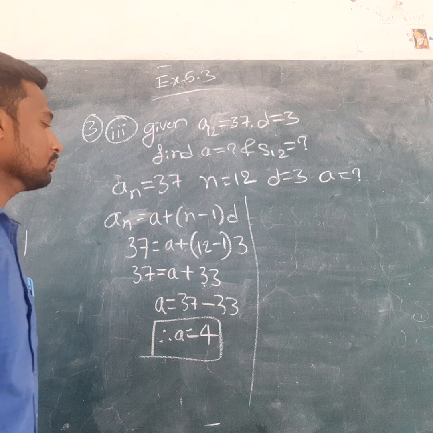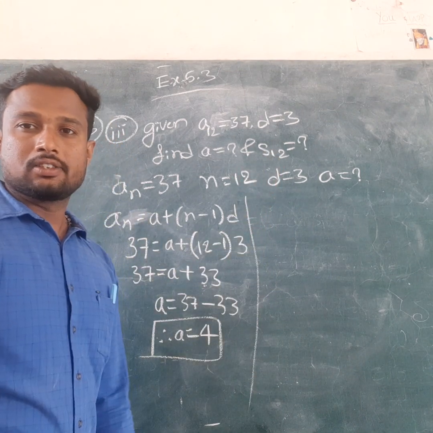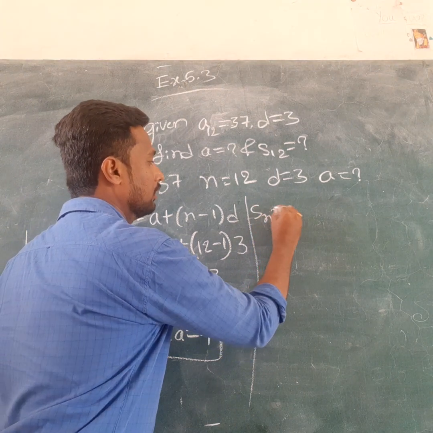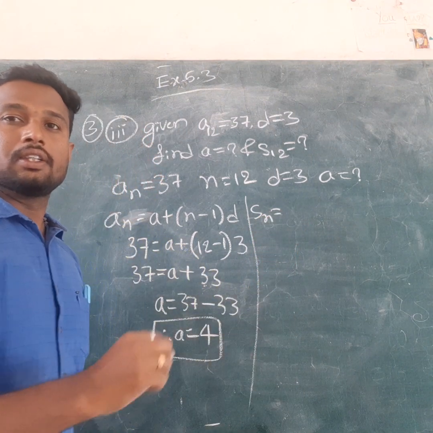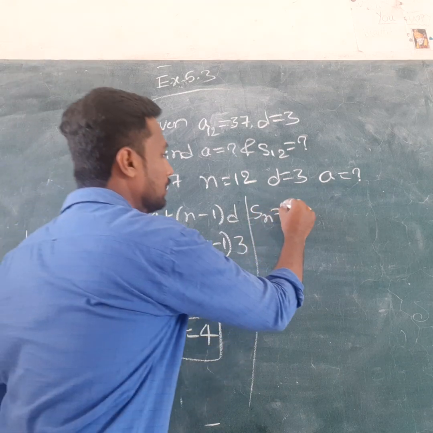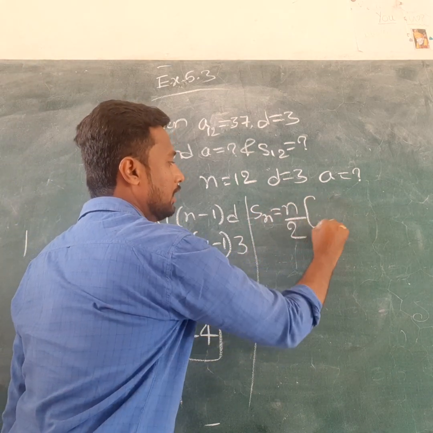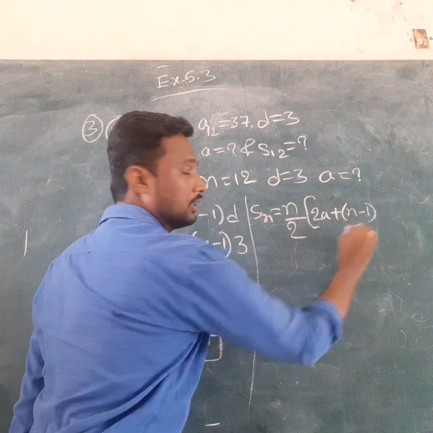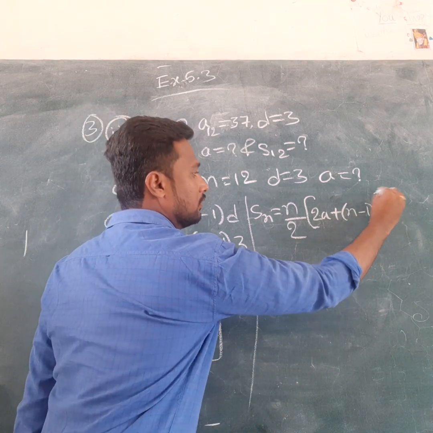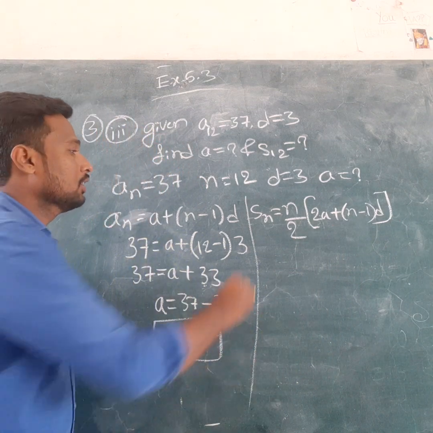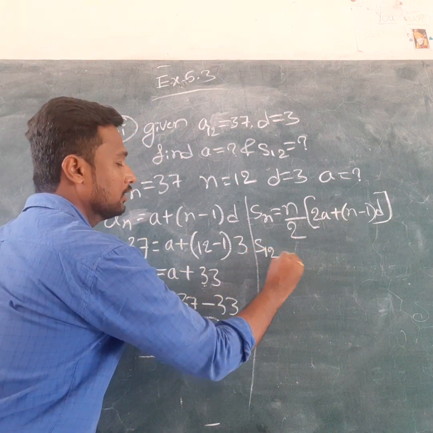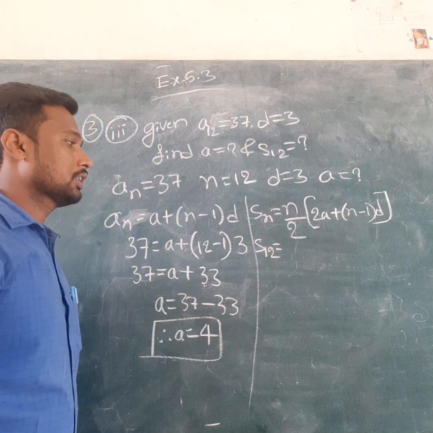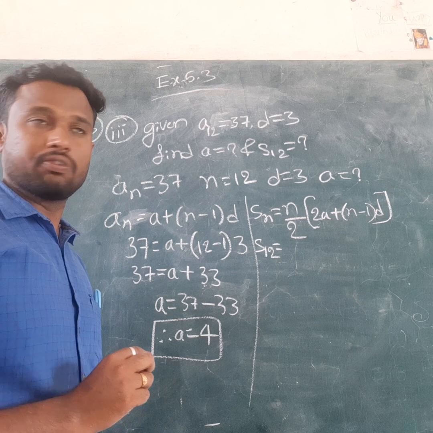Next, we have to calculate sum of 12 terms. So Sn. What is the Sn formula? Sn is equal to n by 2 into bracket 2a plus n minus 1 into d. Correct? Now we have to calculate sum of 12 terms. So S12. S12 means n value is, what is n value?